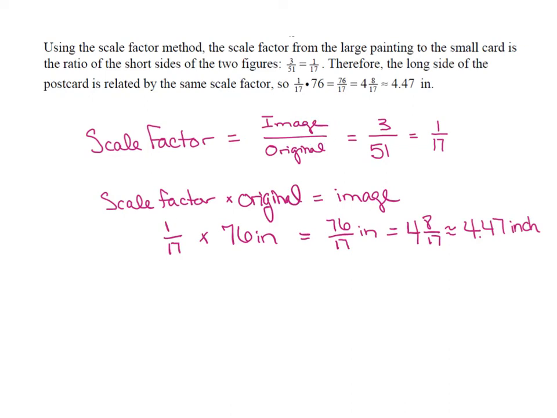I took the image, which was 3 inches, and divided by the original, which was 51 inches. That reduces to 1 over 17, and since that is not a nice decimal, I left it as 1 over 17. So the scale factor times the original gives me the image length. So 1 over 17 times the original length of 76 inches gives me 4 8/17 of an inch, or 4.47 inches. So approximately 4.5 inches is going to be the long side of the postcard.